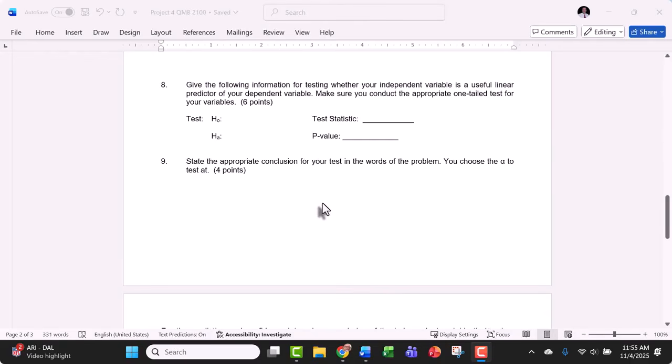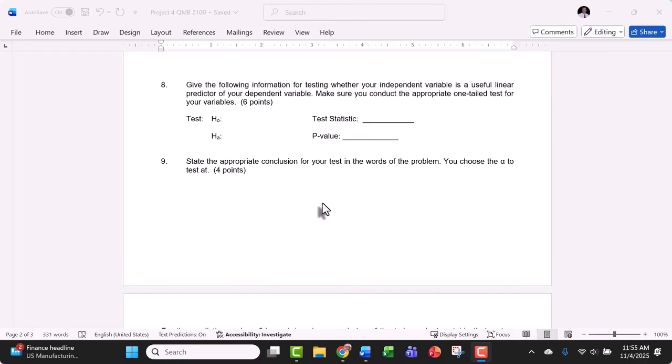And then conduct a test of hypothesis. Questions 8 and 9 ask you to state the null and the alternative. We want to test to see if there's a useful linear relationship between your variables. How do we do that? What's the null? What's the alternative? And in your case, it should be a one-tailed test because you're working with automobile prices and mileages. You should have an idea of what that test is.